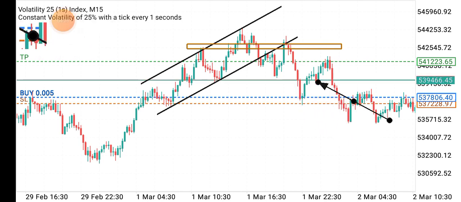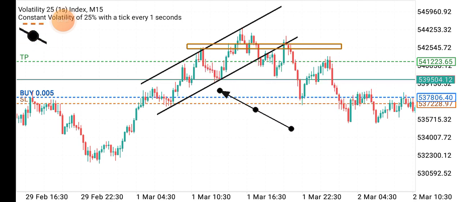Then you can see it bought up again, got to this level, and it still sold. It's reacting to this level right here. You can see the market sold from here, bought from here, so it came back and reacted to this level.